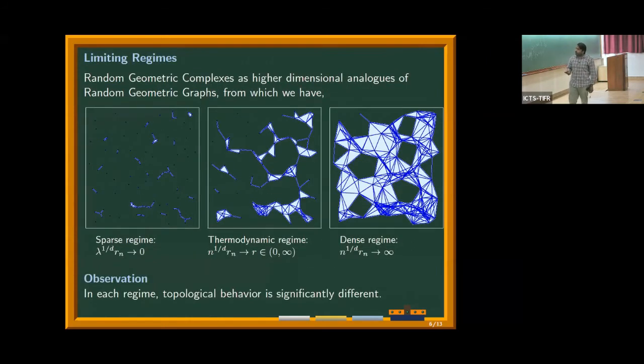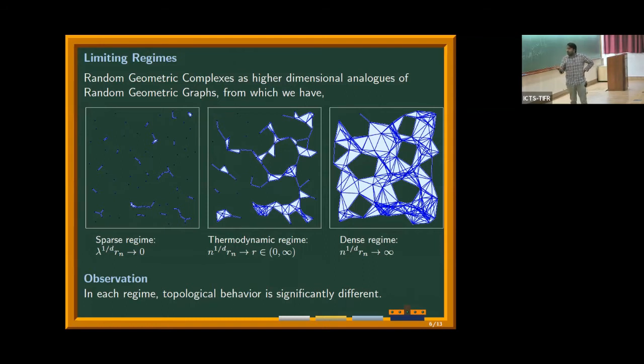So if you restrict it just to edges and vertices, you will get random geometric graphs, for which we have a very large literature due to Penrose and others. And from there we know that there are basically 3 different limiting regimes in which the topological behavior of these geometric graphs is significantly different. And so we have these 3: sparse, thermodynamic, and dense. This is a typo, this is not lambda, this is n.